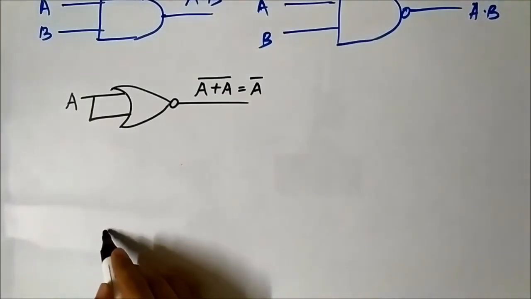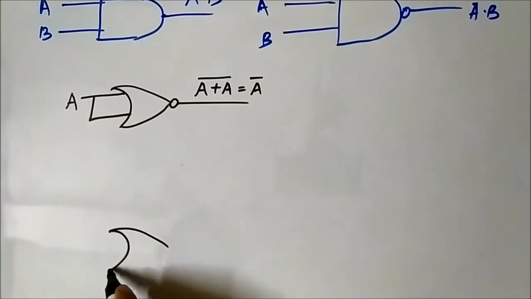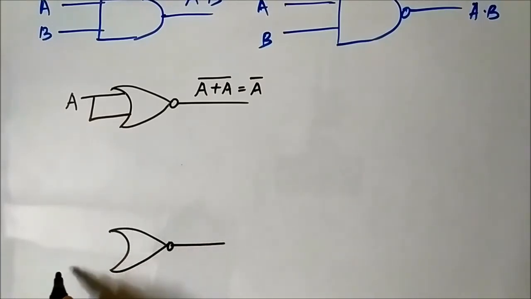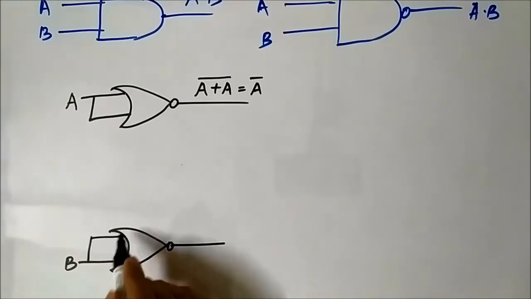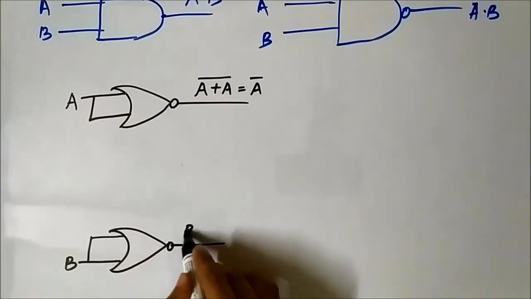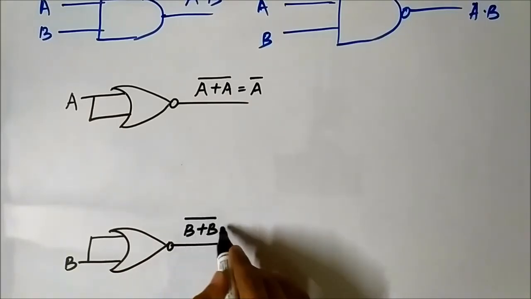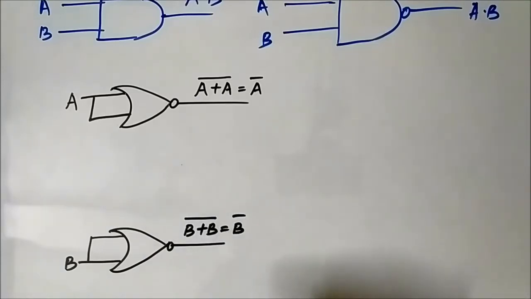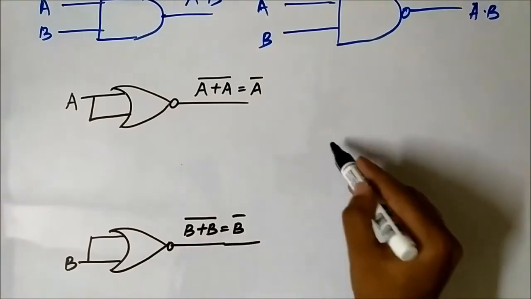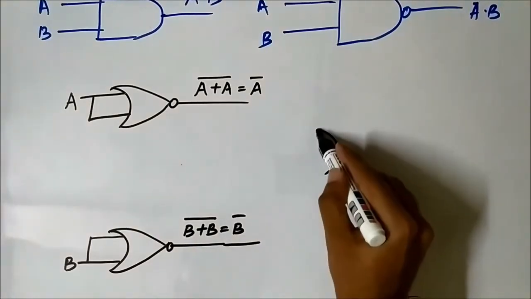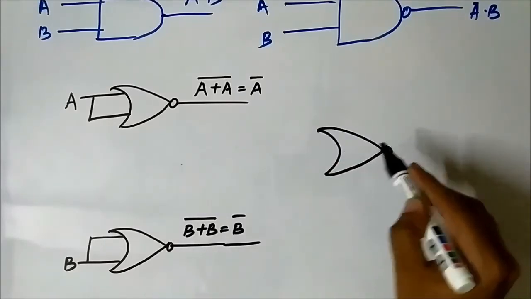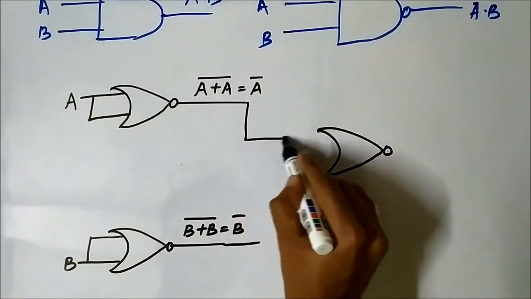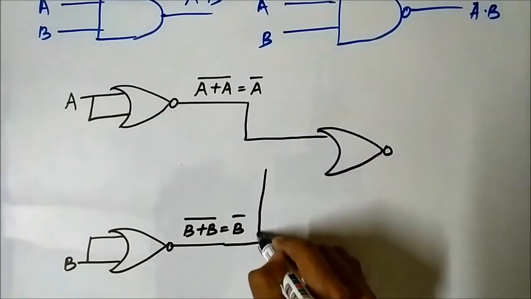Next, we will use another NOR gate and we'll give signal B, and we'll give the same signal as shorted input. It will be B or B whole complement, which is equal to B complement. Now we'll use a third NOR gate here, and we'll give these two signals as inputs.